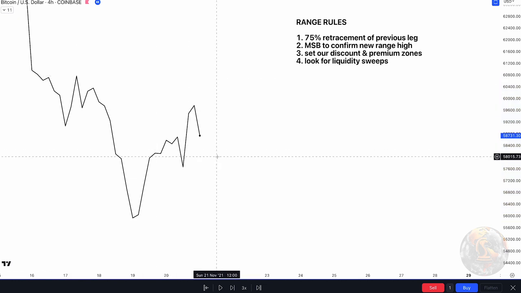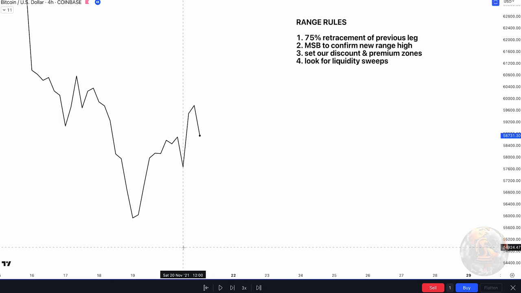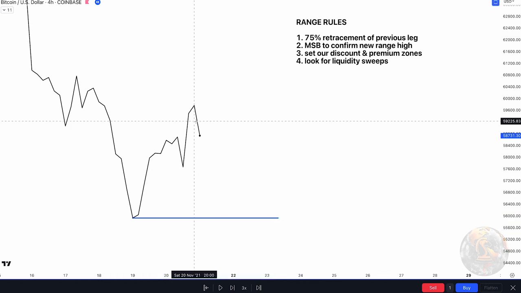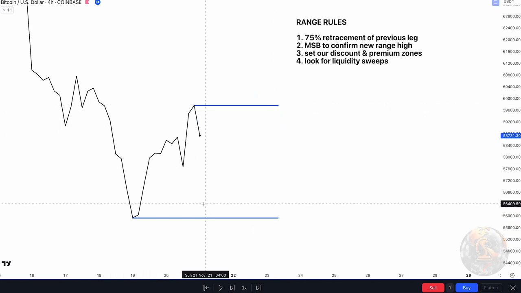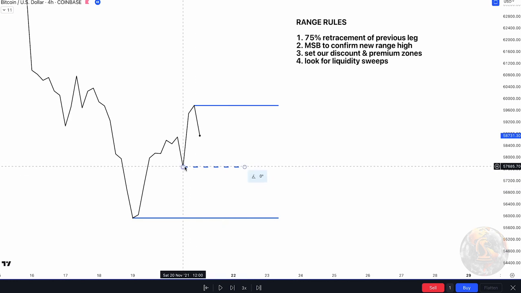We now delete this. Now our range will form from the bottom to whichever top we have just made. Okay? So our potential range low is here. And our potential range high at this point is here. I say potential because we need one more thing. We need a market structure break to confirm that this is in fact a range high. So I put this in a dashed line. This is the market structure level.